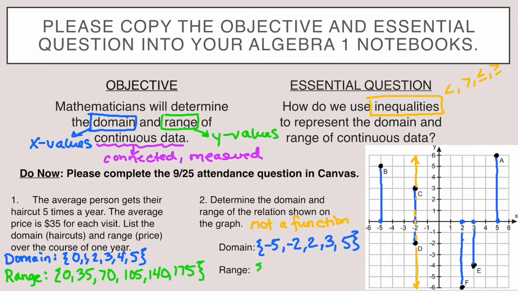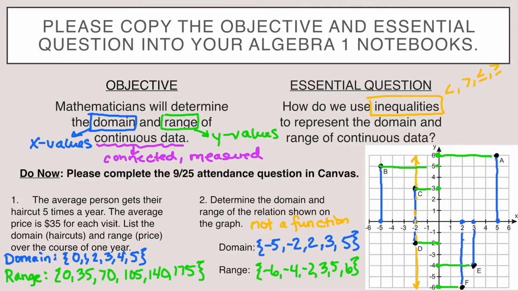And for our range, we want to list out the y values. So we're going to move all of these points over to the y-axis so that we know exactly what their y value is. So -6, -4, -2, 3, 5, and 6. So notice when we did the range, I started from the lowest point on the graph and moved up.